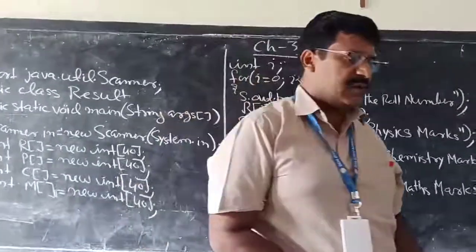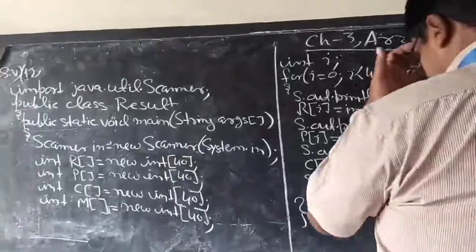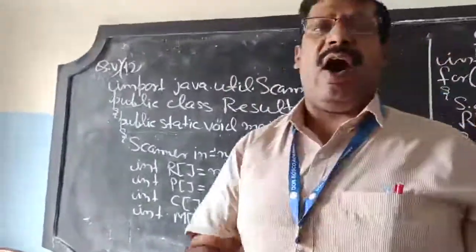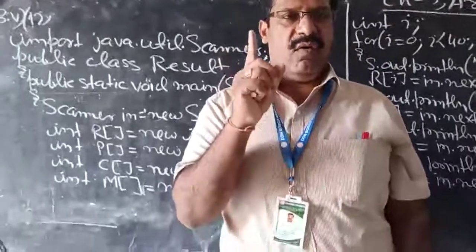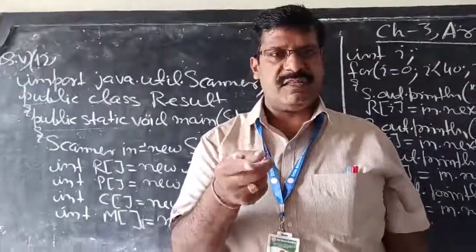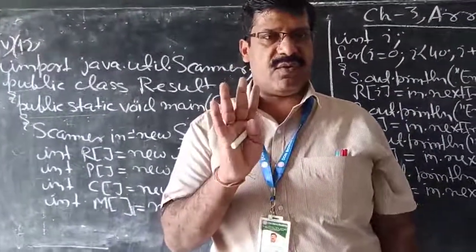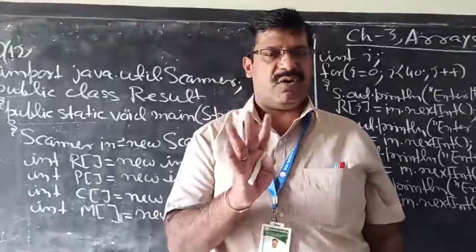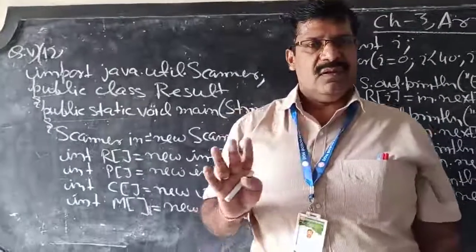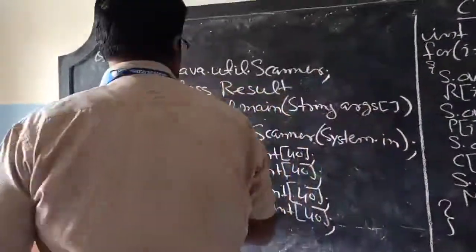So in the class there are how many students? 40 students. Okay. So this program will have how many one-dimensional arrays? Four one-dimensional arrays. One for the roll numbers of 40 students, physics marks for 40 students, chemistry marks for 40 students, and maths marks for 40 students. Okay. So now let us begin.